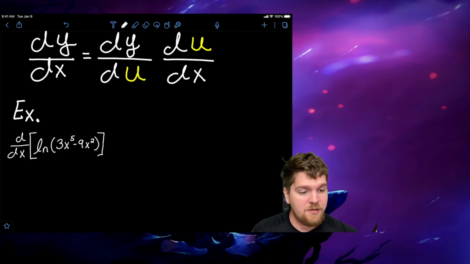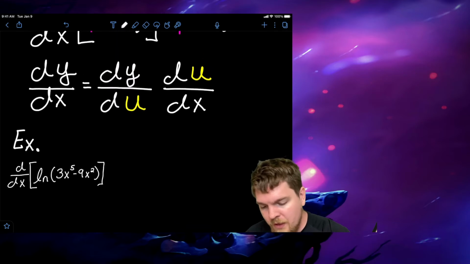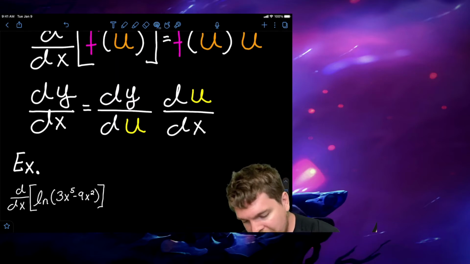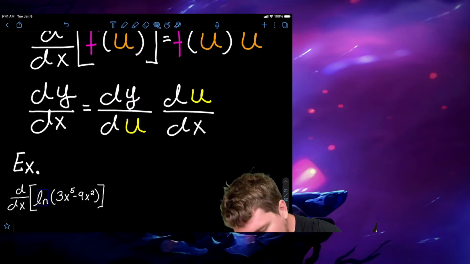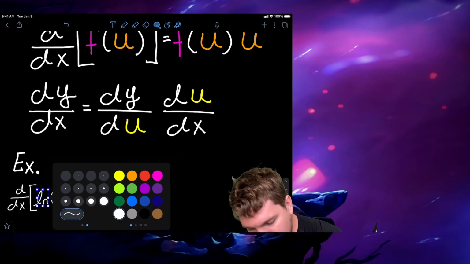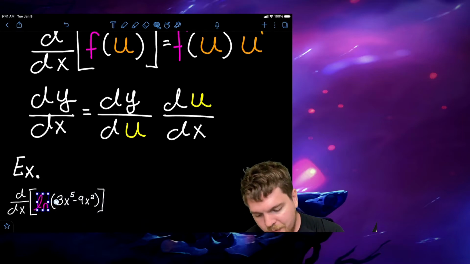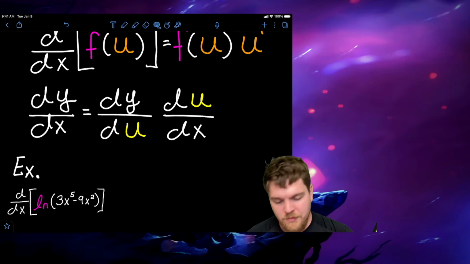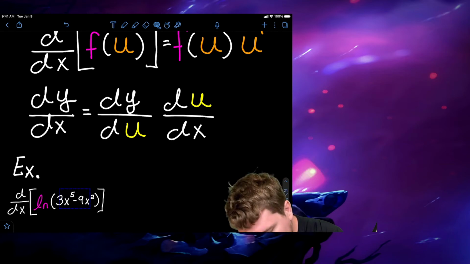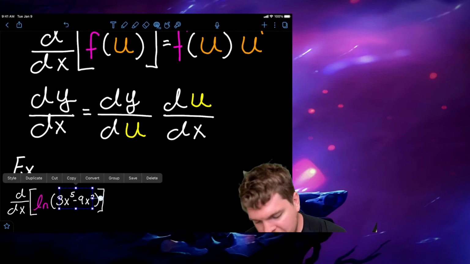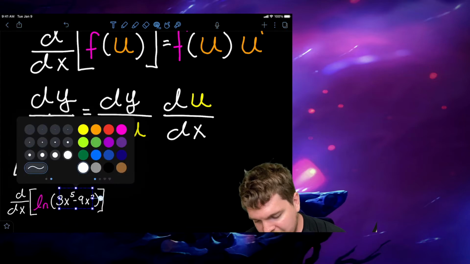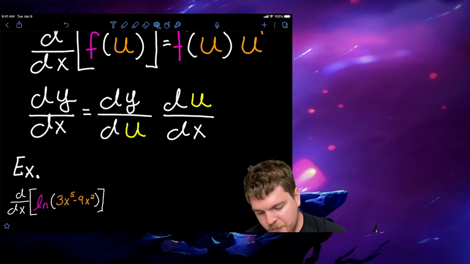Okay. So a few things worth inspecting here. We do have a composition of functions. We have this outer function, which we can think about as being the natural log. And because it is an outer function, I'll color code it using the same color code that I used up above. So now we have our outer function. And our inner function is going to be this 3x to the 5th minus 9x squared. So I'll color code that and make that orange.